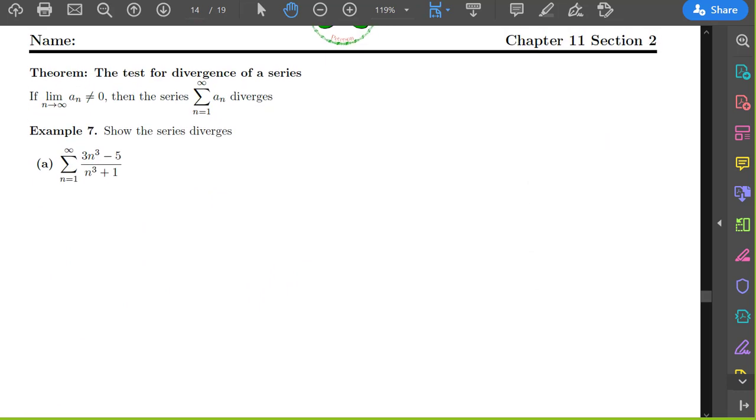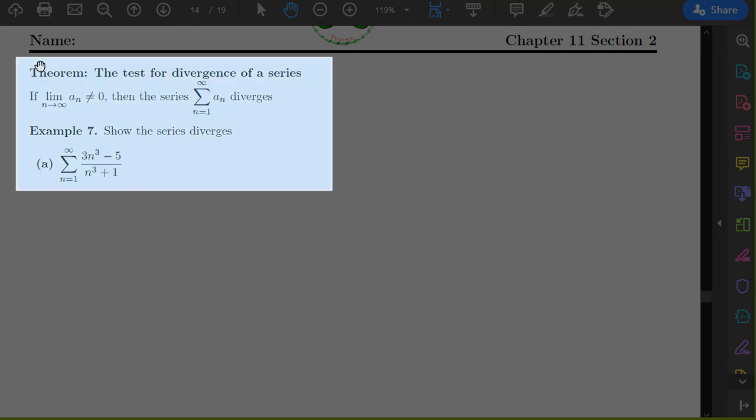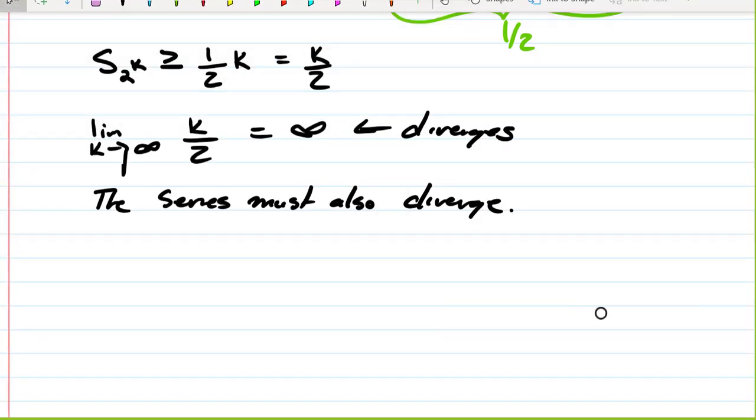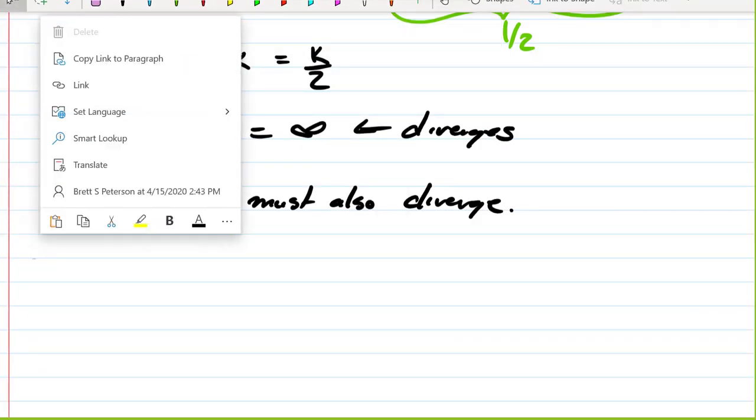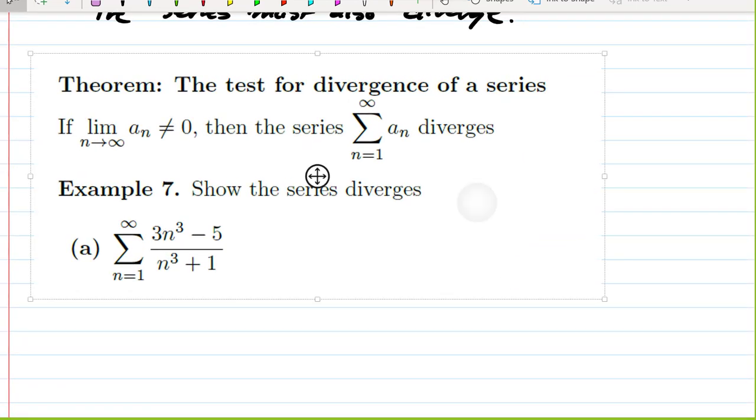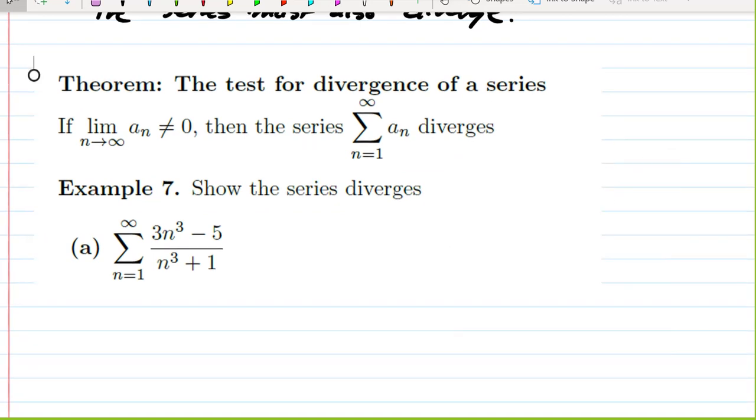All right, so the next theorem that we want to talk about is the test for divergence. Most of the time we want to know if a series converges. We like it when they do, but quite often series, like we just saw, don't converge. And so the test for divergence can help us with that. The test for divergence says if the limit of the a sub n's does not equal 0, then the series diverges.